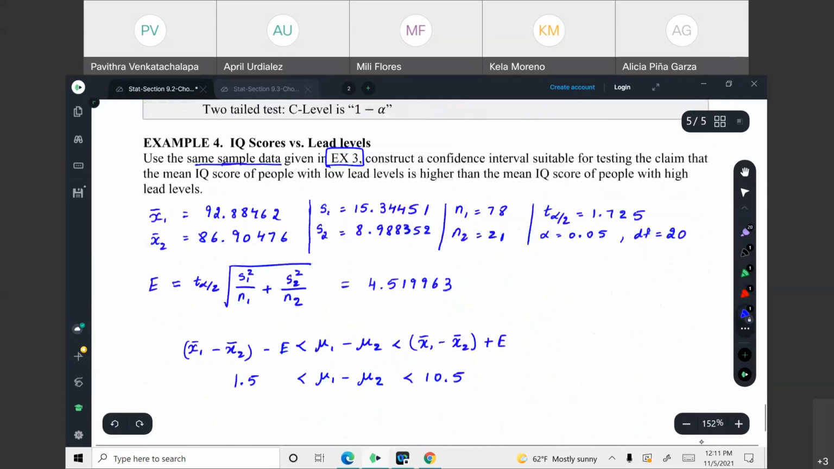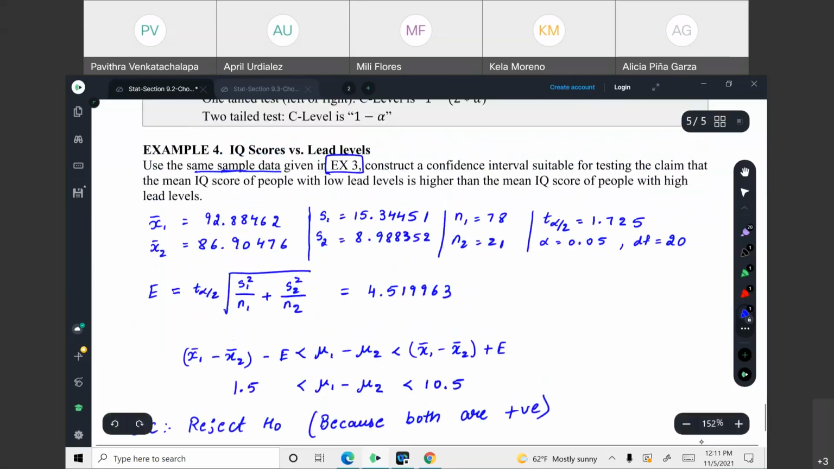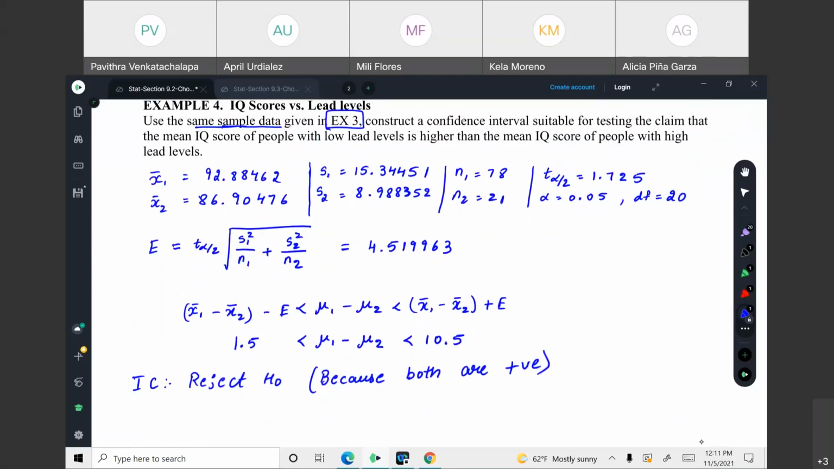According to this, both are positive. So the initial conclusion will be to reject H naught, because both are positive. This is how you test the claim. So this will complete your section 9.2.